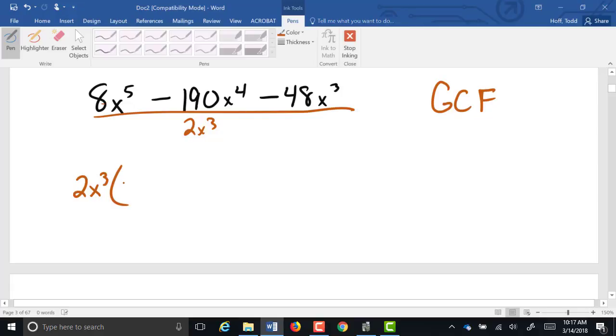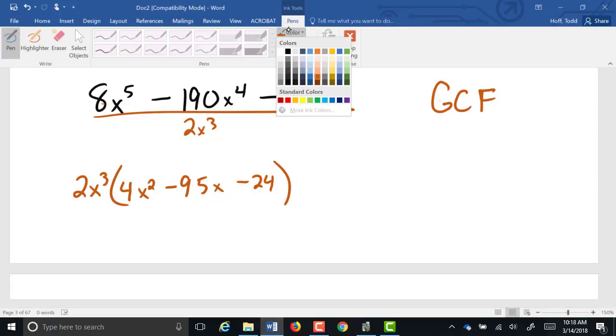8 divided by 2 is 4. X to the 5th divided by x to the 3rd? X squared. Good. Negative 190 divided by 2? Negative 95. X to the 4th divided by x to the 3rd is just x. Negative 48 divided by 2 is a negative 24. X to the 3rd divided by x to the 3rd goes away.